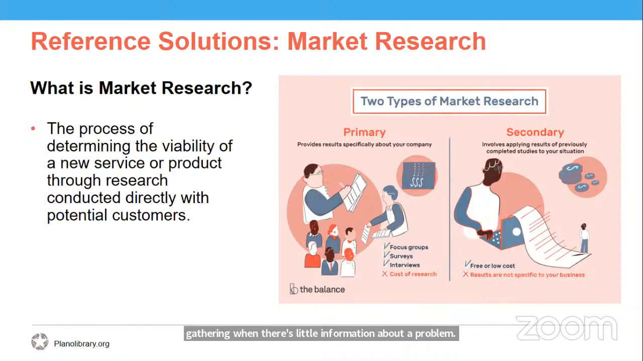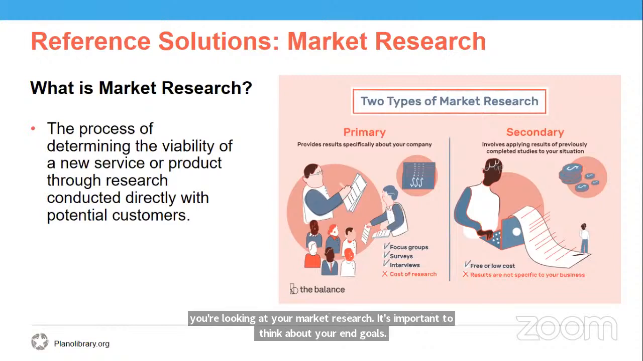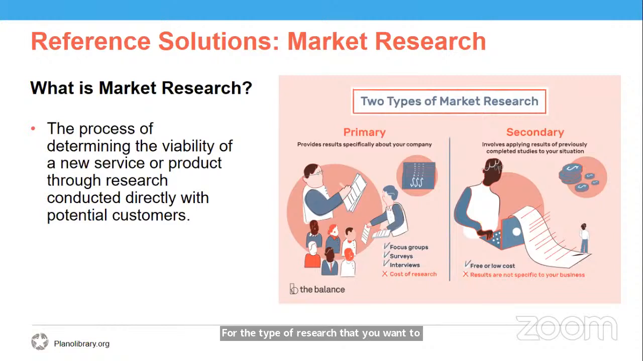So when you're looking at your market research, it's important to think about your end goal for the type of research that you want to accomplish. Methods of primary market research include surveys, direct mail, interviews, and focus groups.